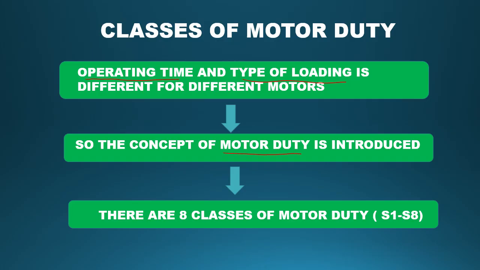Some motors may run continuously for a long time, while others may run for a short time. Some may even run with continuous braking and starting. All of these load cycles are basically defined by the motor duty. There are eight standard classes of motor duty from S1 to S8. These are used to select appropriate motor rating for a given application. We will discuss them one by one in this video.